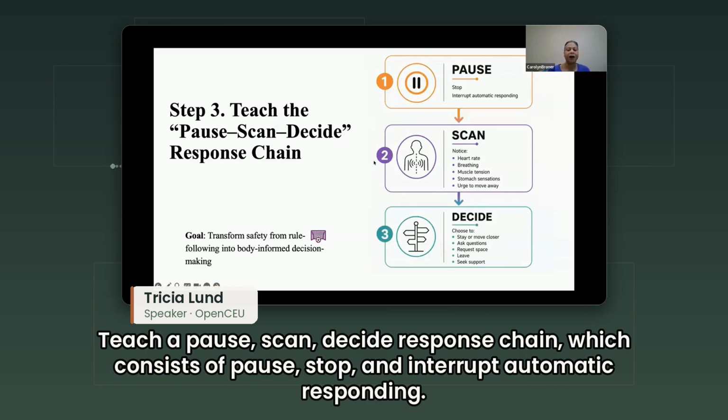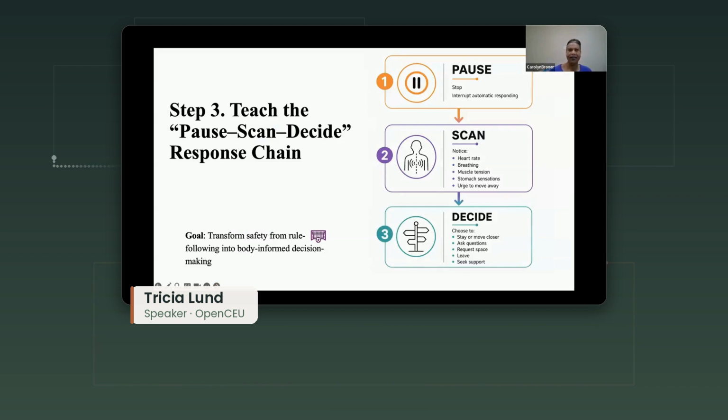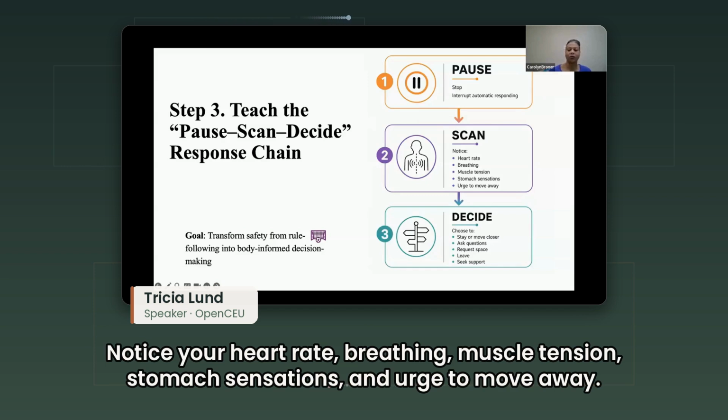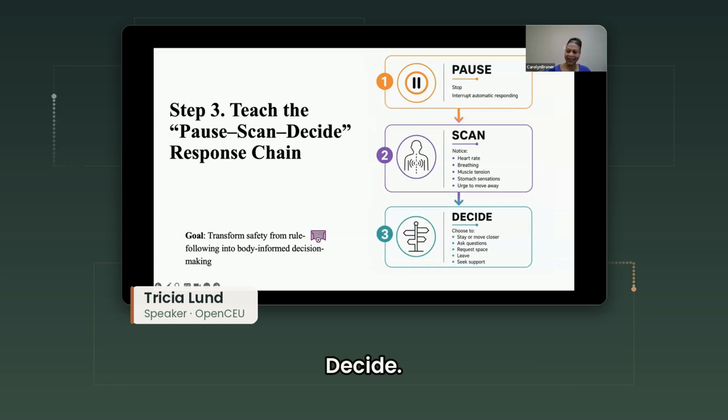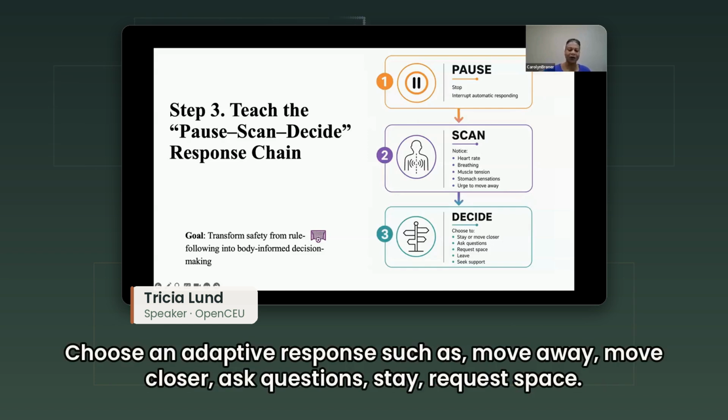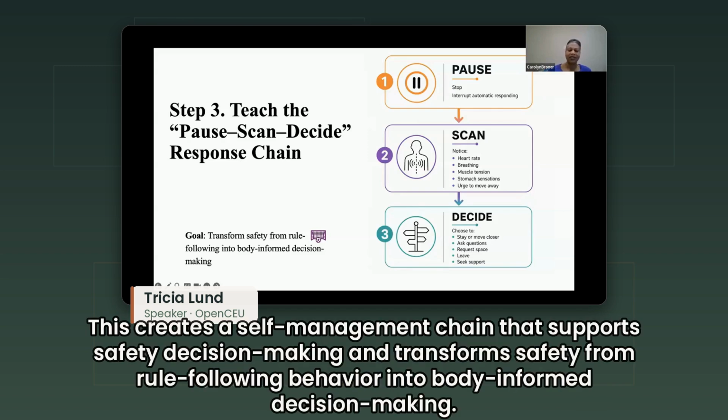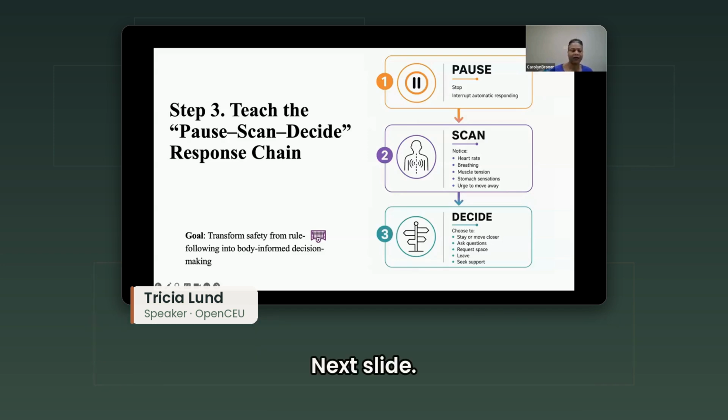Step 3, teach a pause, scan, decide response chain, which consists of pause, stop and interrupt automatic responding; scan, notice your heart rate, breathing, muscle tension, stomach sensations, and urge to move away; decide, choose an adaptive response such as move away, move closer, ask questions, stay, request space, seek support. This creates a self-management chain that supports safety decision-making and transforms safety from rule-following behavior into body-informed decision-making. Next slide.